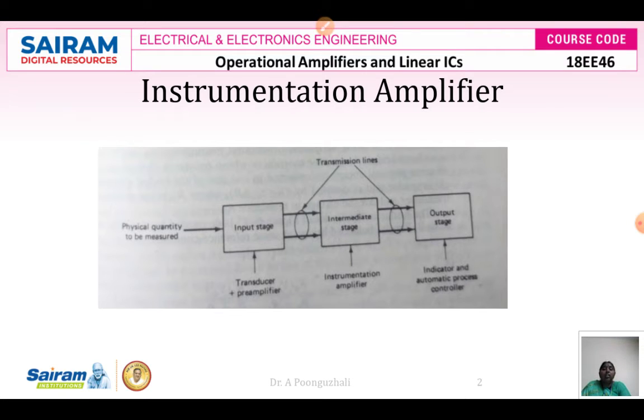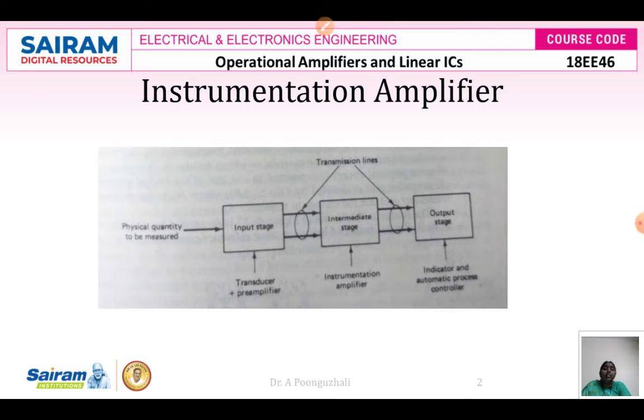So for increasing the output voltage of the transducer, we go for an intermediate stage, where that intermediate stage is nothing but the instrumentation amplifier. Our instrumentation amplifier will amplify the transducer output voltage with a gain in such a way that it will be able to drive the output circuit. The output of the instrumentation amplifier will be given to the output stage, where the output stage can be a meter or it can be an indicator.